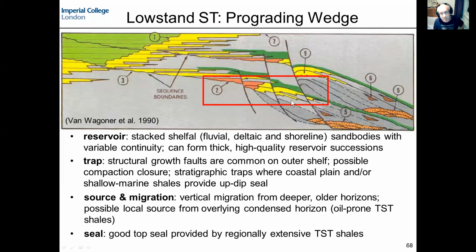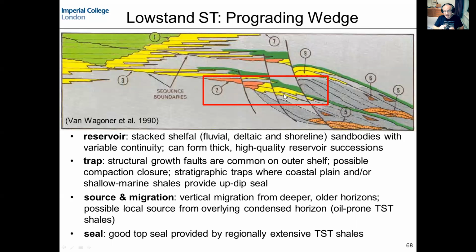Okay, traps in here. Well, there's a stratigraphic component. These sandstones pinch out in a down dip direction, in particular into slope deposits. They can also pinch out in an up dip direction, but that really depends on what underlies the unconformities of the sequence boundary here.